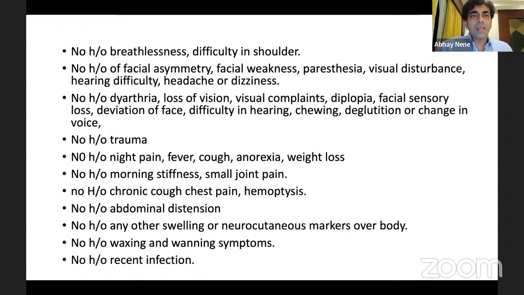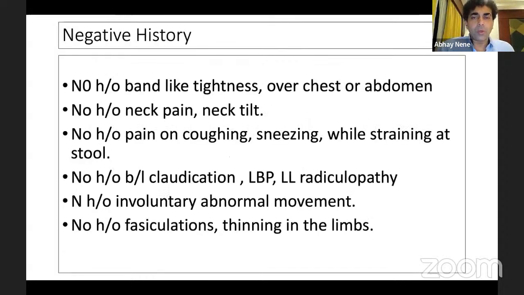Shubhanshu, what is that band-like tightness? What are you trying to look out for? Sir, in case of thoracic myelopathy or thoracic compression, the radiculopathy. Okay. Currently, what is your primary diagnosis in your head while you've reached this status of the exam? It's mainly due to cervical compression.